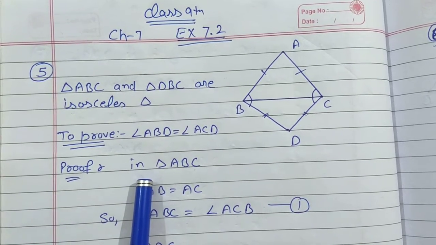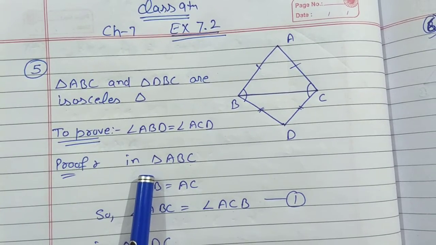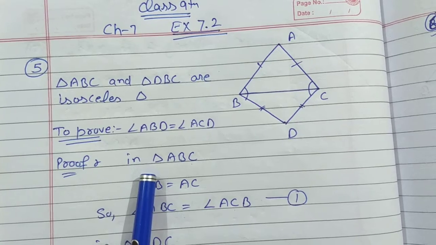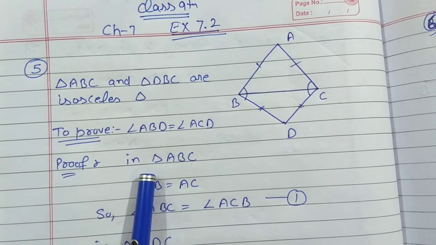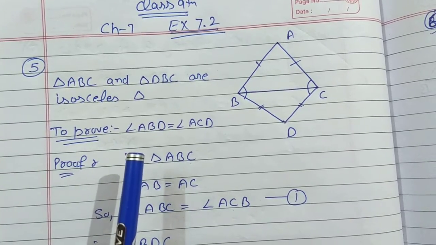Good morning, students. In ninth class, we are doing chapter number 7, that is called triangles, and we are doing exercise 7.2. उसके जो फर्स्ट फोर क्वेश्चंस हैं वो हम डिस्कस कर चुके हैं. नाउ वी आर मूविंग विद क्वेश्चन नंबर 5.